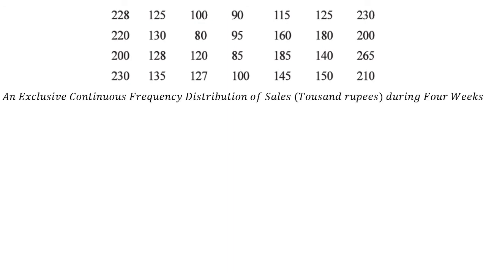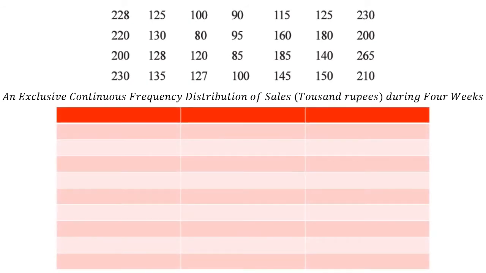An exclusive continuous frequency distribution of sales in 1000 rupees during 4 weeks. This is the title of the classification which we are going to do. We will start with the table and then give the titles: sale in 1000 rupees, telemarks and frequency. Yes, we are doing the same thing which we did in the discrete frequency distribution.